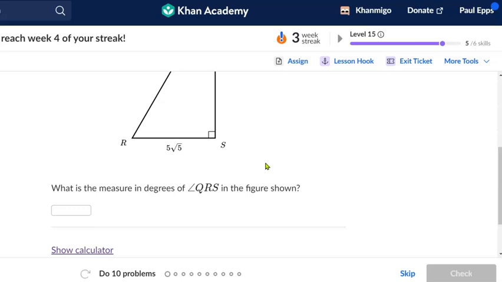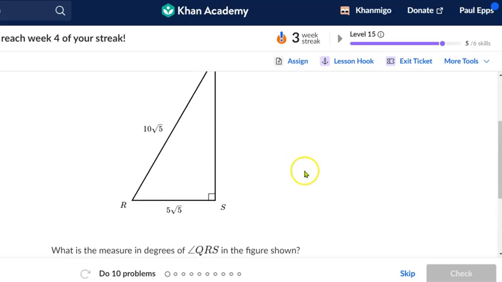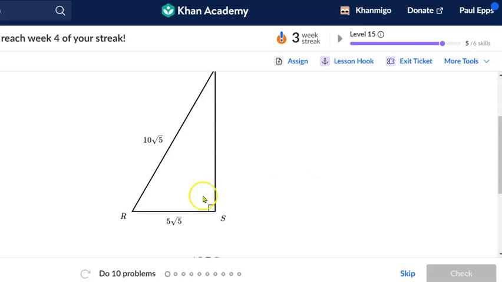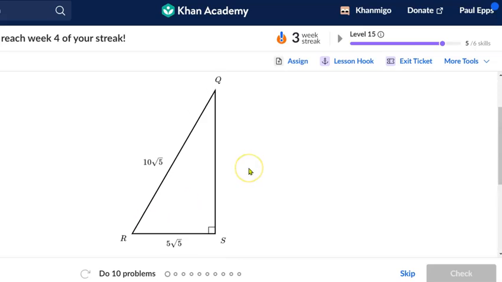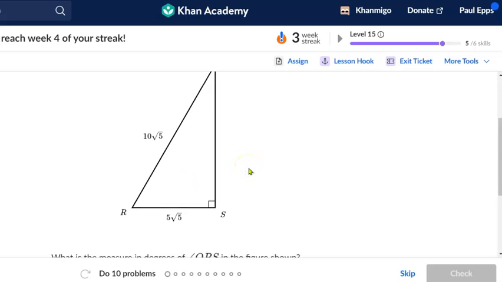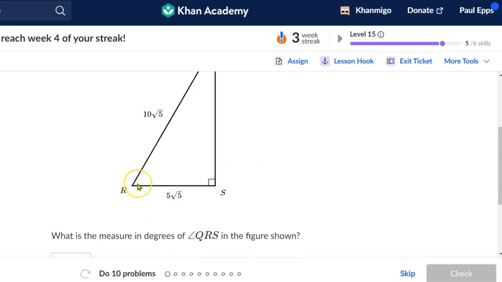What is the measure in degrees of the angle QRS in the figure shown? QRS, so that is this angle right here. Where's Q? Yeah, QRS. All right, well, we can do that with a trig function. So this angle, we have the adjacent side, we have the hypotenuse, we have the information that it is a right angle.